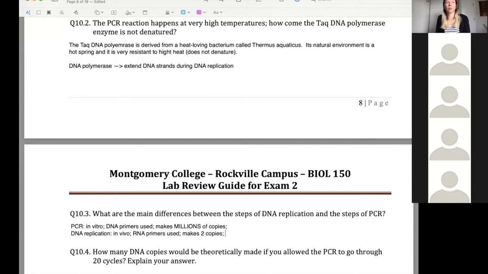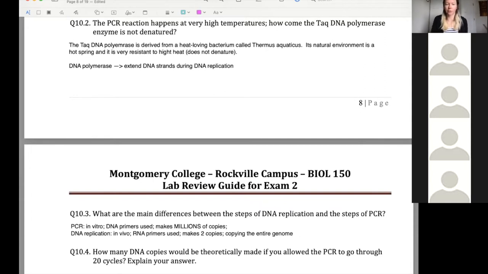And what is being copied? What do we copy in regular DNA replication, and what are we copying in a PCR reaction? In DNA replication, I think copying the entire genome. Yes. Yeah, so we're making one complete copy of absolutely all the genetic material within a cell.